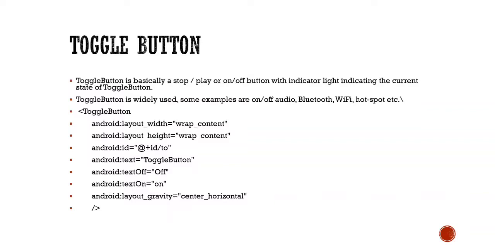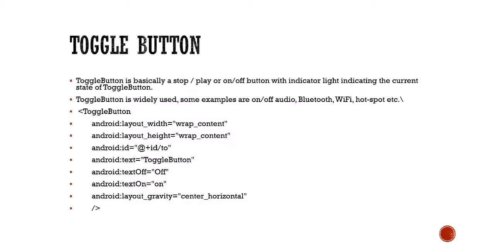An indicator can be a light indicating the current state of the toggle button. The toggle button is widely used. Some examples are the on and off switches of audio buttons, switching on and off Bluetooth in our phone, switching on and off Wi-Fi in our phone, and on and off switches for the hotspot and other such things.